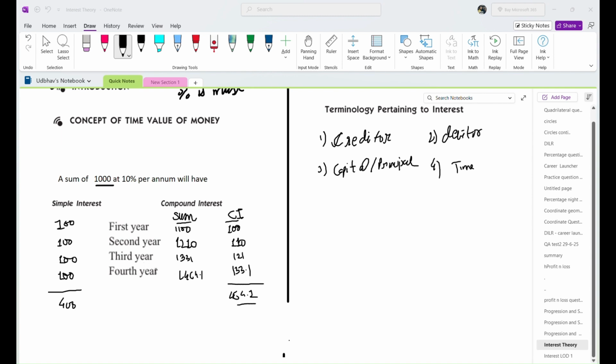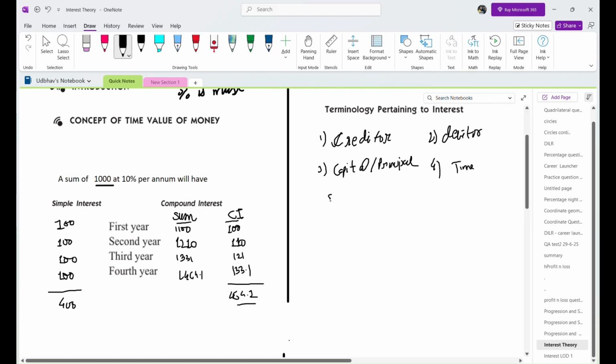The extra money which we get after the investment of the principal amount after a certain period of time is called the total interest on that capital. So the fifth term is total interest.